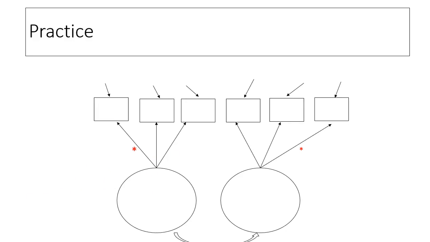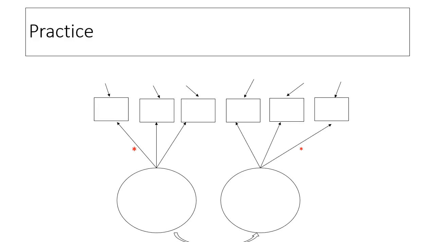This would be totally customary, right? It would be really strange to say item 1, which we'll say is represented on the far left of the screen, so the first box on the left, we're going to hypothesize that it's caused by both the first latent variable as well as the second latent variable, in which case we would have another single-headed arrow running from the latent variable on the right all the way over to the first indicator on the left. You could do that. There's no reason why you couldn't have a hypothesized model where that was the case.